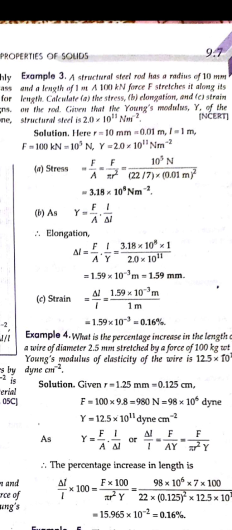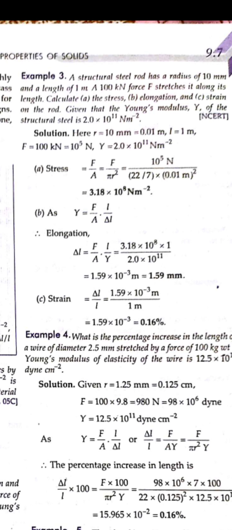You can see here in the question how it's solved. So the answer is 15.965 into 10 to the power minus 2. So if we divide it by 100 or multiply it by 100, we get the value, that is 0.16%. That is, 2 digits will move forward. So the answer will be 0.15965. So 0.1596 will be considered as 0.16%.